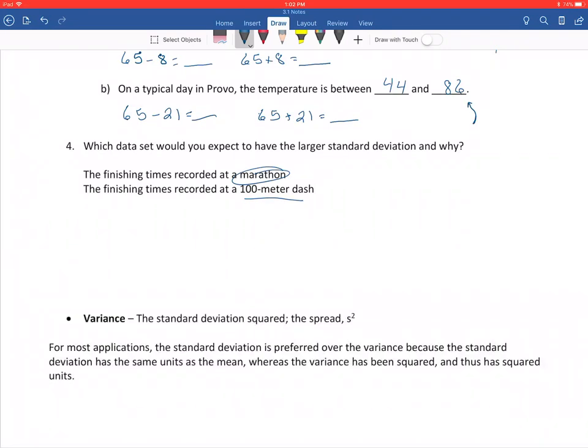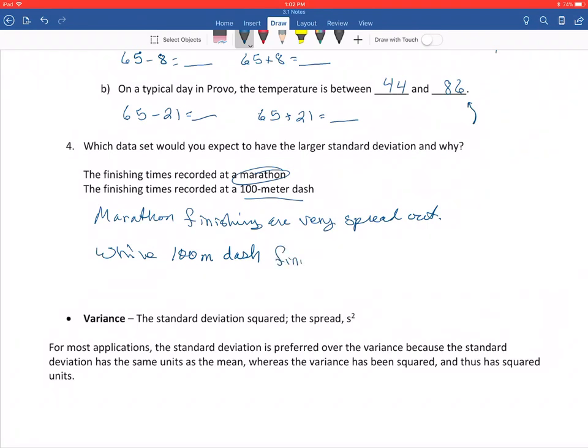So I'm just going to write that down here, that marathon finishing times are very spread out, while 100-meter dash finishing times are all within seconds of each other. So much less spread, much smaller standard deviation there.